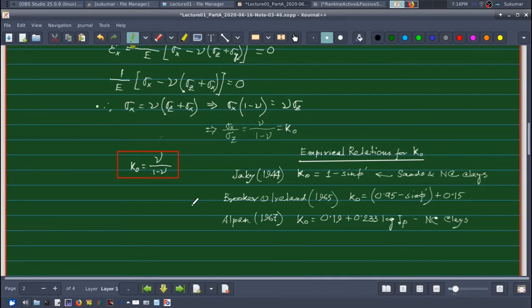Whereas for overconsolidated clays it says K0 for normally consolidated times root over OCR, where OCR is the over consolidation ratio. This is for overconsolidated clays.